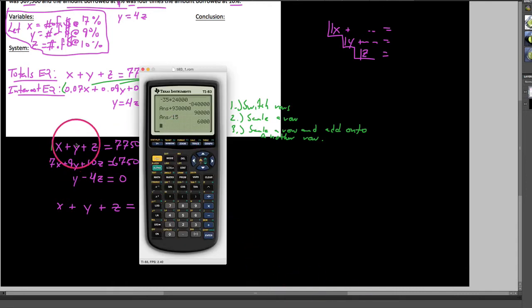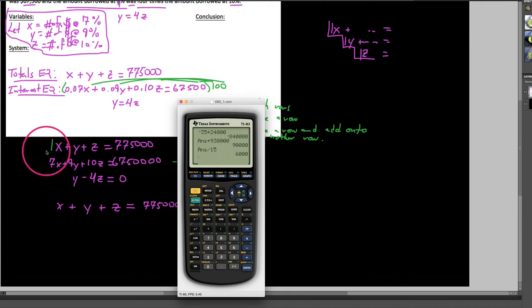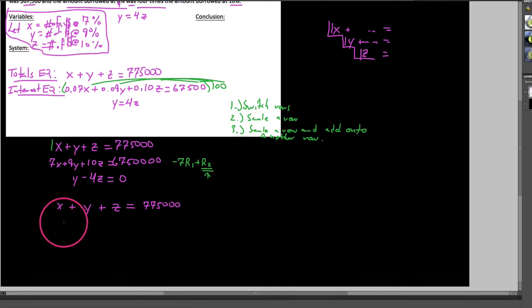We are going to take -7 times everything in the first row and add it to the second row. So if I take 1 times -7 and add that to my 7 here, first of all, I'd notice that this 7x would become a 0x. And so that cancels out here. Now if I take -7 times my positive 1 here, I would get -7 plus 9. That's going to give me 2y.